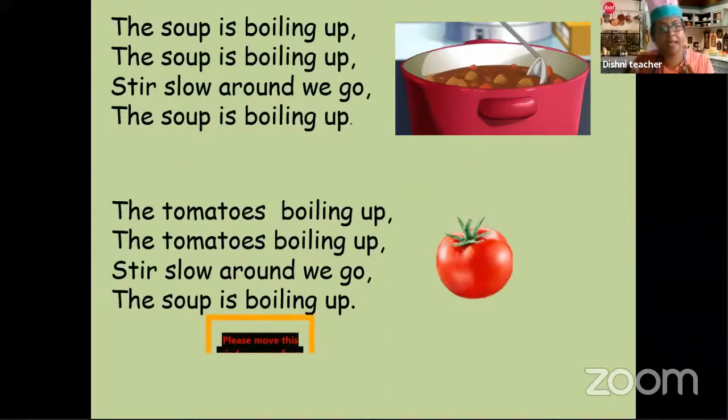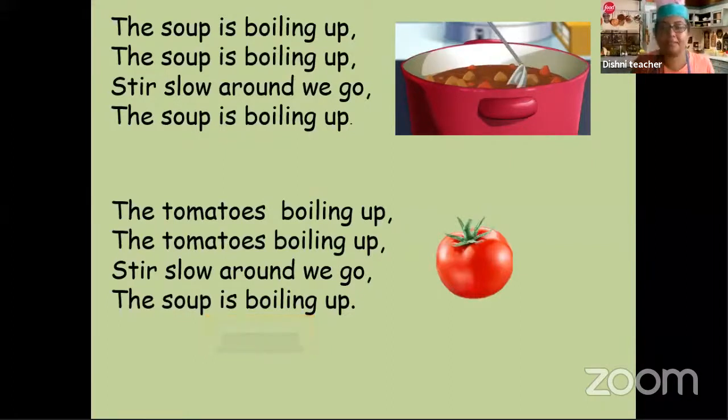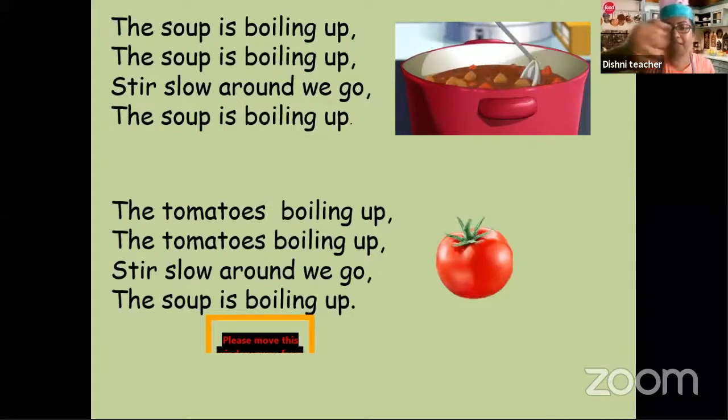The soup is boiling up. The slow around we go. The soup is boiling up. Now we move to the tomatoes, okay? The tomatoes boiling up. The tomatoes boiling up. The slow around we go. The soup is boiling up.